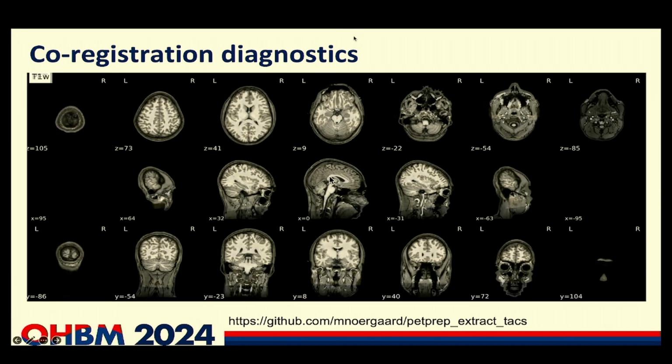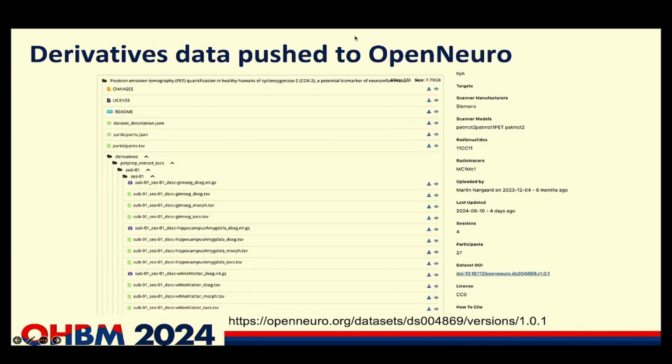Let me just continue, if it allows me to do. What is also really nice is that now that we start to define these derivatives, we can also start to add that data back to, for example, OpenNeuro, or where we got it from. So this example with the COX-2, this data set is already available on OpenNeuro. We've started now already to add these derivatives back onto OpenNeuro.